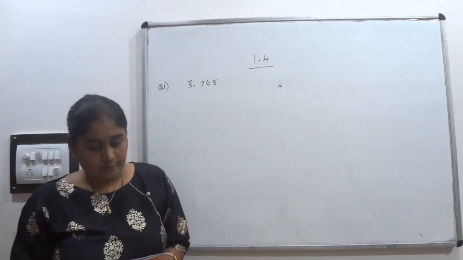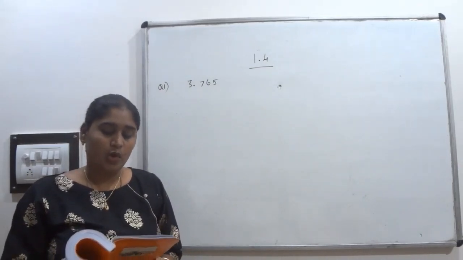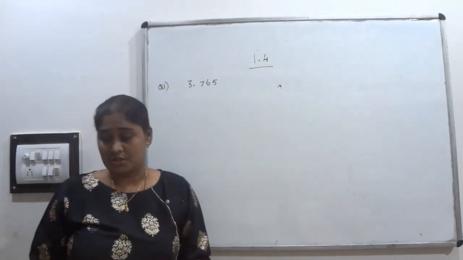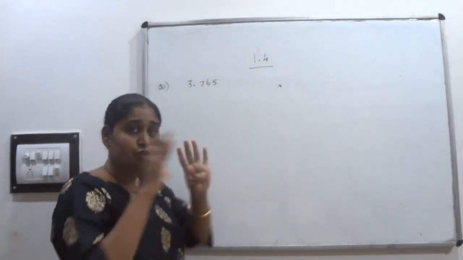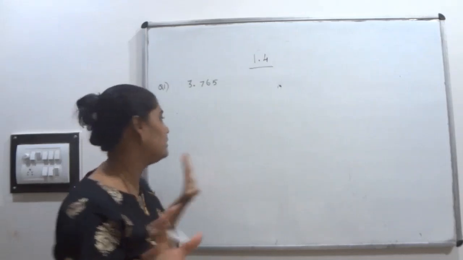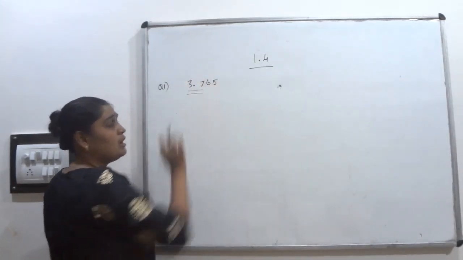Question number 1. Visualize 3.765 on the number line using successive magnification. Magnification means I have to expand it, zoom it, and show this particular number on the number line. That's all. See, first we will take the first decimal number.